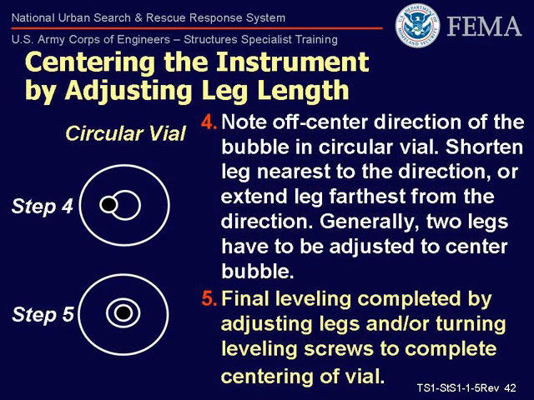4. Look at the circular vial. Observe the off-center direction of the bubble. Shorten a leg nearest to the direction, or extend a leg farthest from the direction. Generally, 2 legs have to be adjusted to center the bubble. 5. Final leveling can be completed by adjusting legs and/or turning the leveling screws to complete centering of the vial.